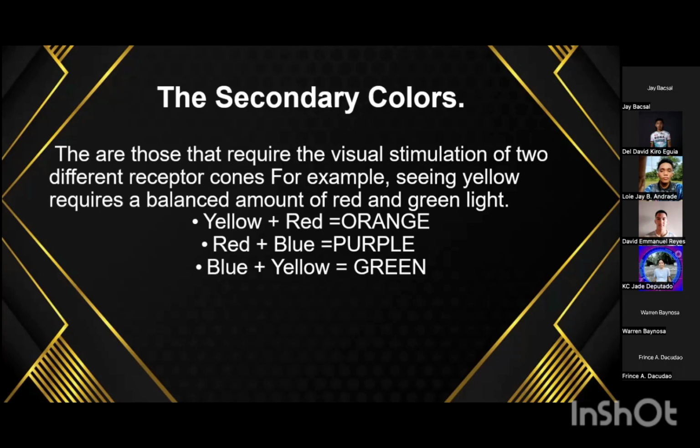When yellow and red combine, they create the secondary color orange. When red and blue combine, they create the secondary color purple. When blue and yellow combine, they create the secondary color green. So the use of secondary colors in forensic photography in combination with filters can help investigators to produce photographs that reveal important information about a crime scene or victim.